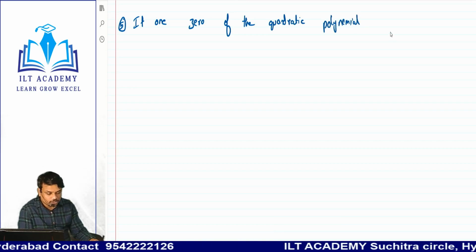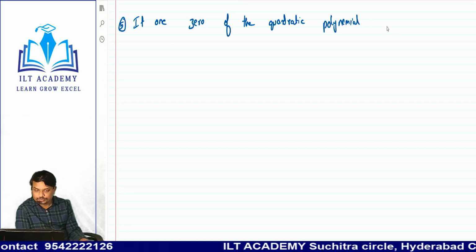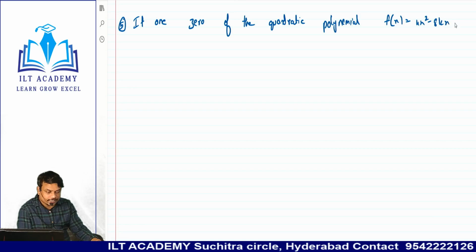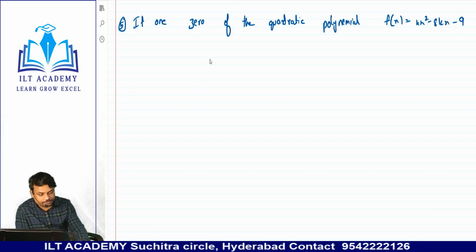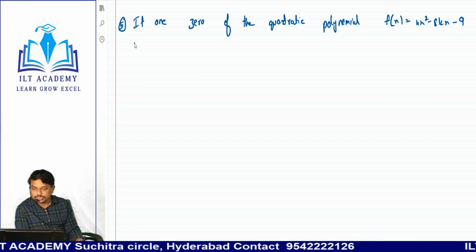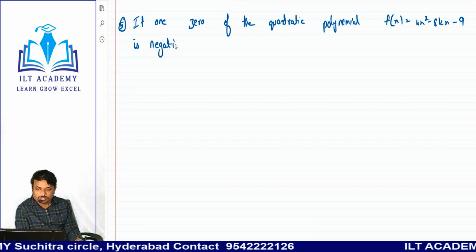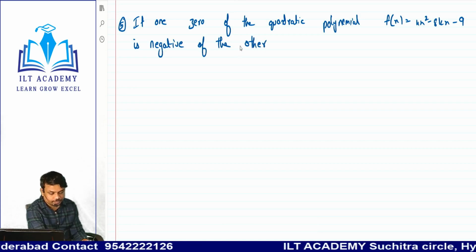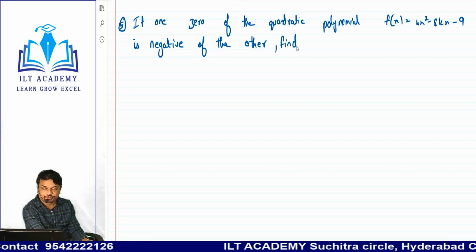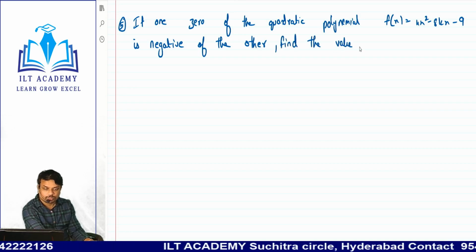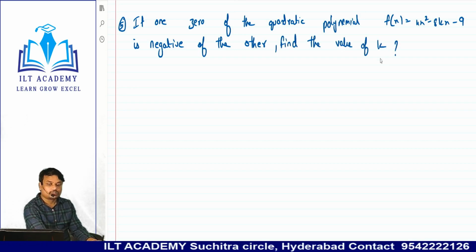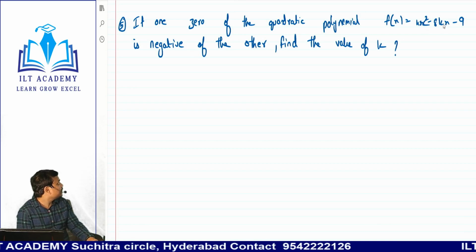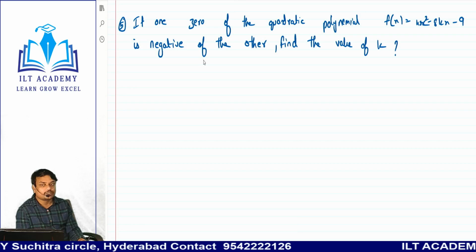If one zero of the quadratic polynomial f of x is equal to 4x square minus 8kx minus 9 is negative of the other, find the value of k. Now if one of the zeros of the quadratic polynomial f of x is equal to 4x square minus 8kx minus 9 is negative of the other, then find the value of k.